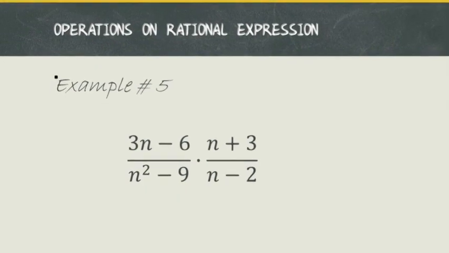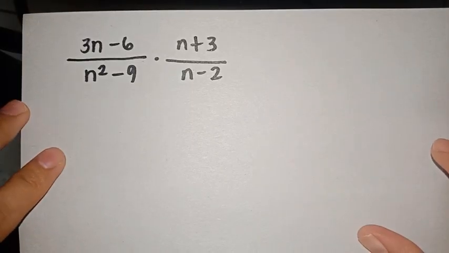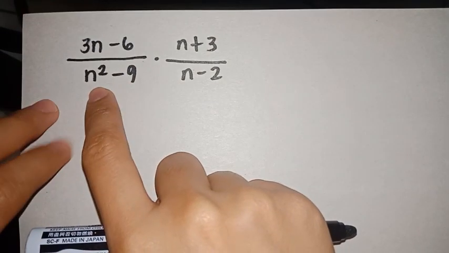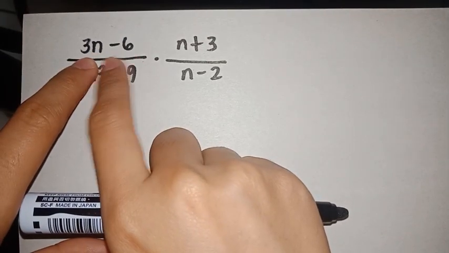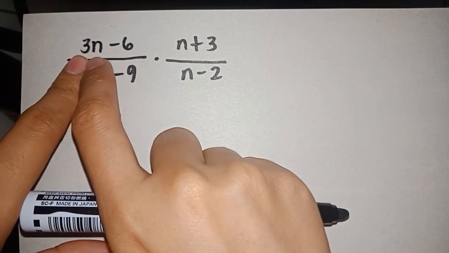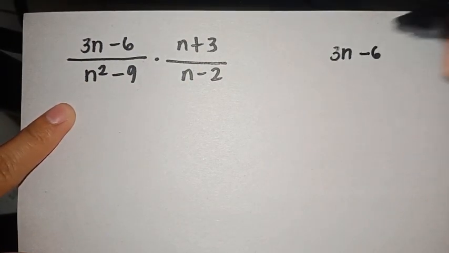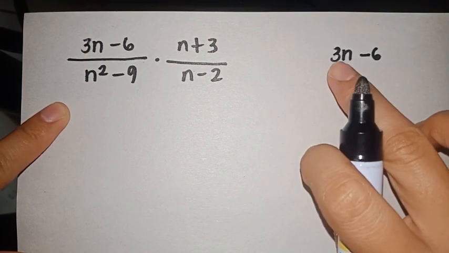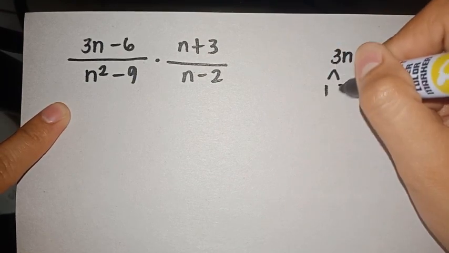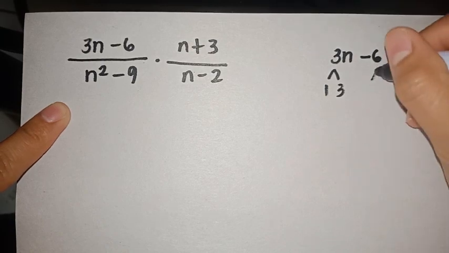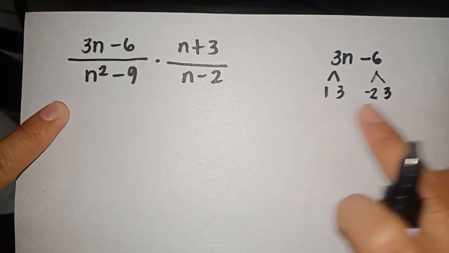Let's go to example number 5. This is the last one for multiplication. As you can see, we have here n squared minus 9, which is factorable. And this one, 3n minus 6, is also factorable since 3 and negative 6 have a common factor. Let's try that out. For 3n minus 6, the factors of 3 are 1 times 3, and for negative 6, we have negative 2 and positive 3. So this is the common factor that I am talking about.